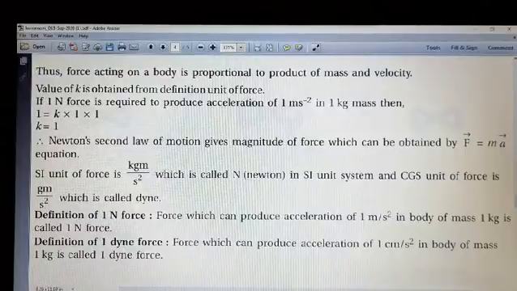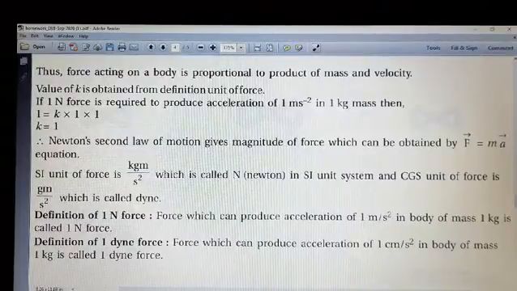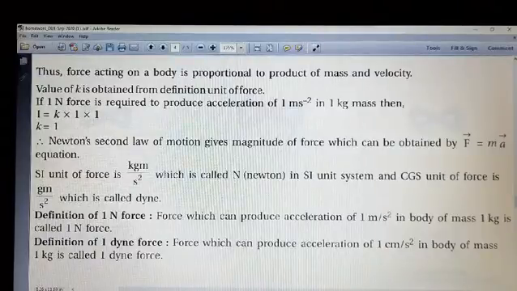So friends, today we discussed Newton's first law and second law. You write in your notebook and prepare it.